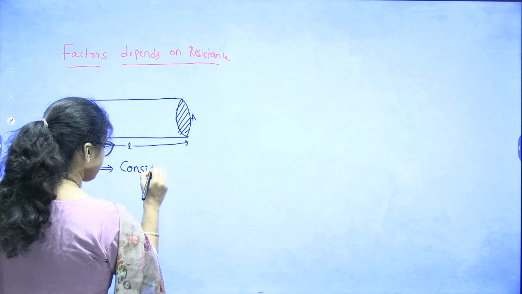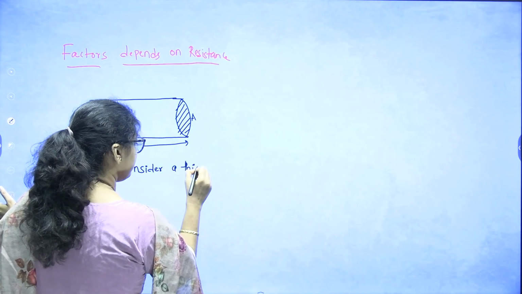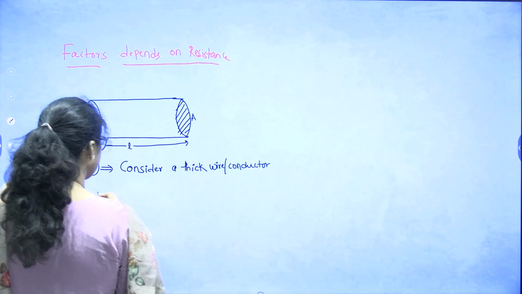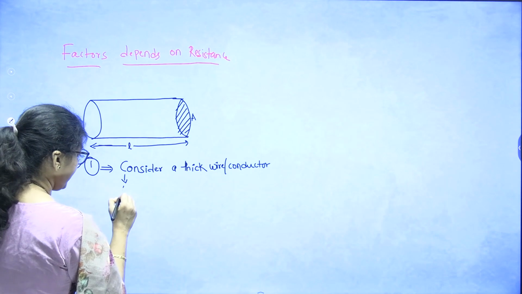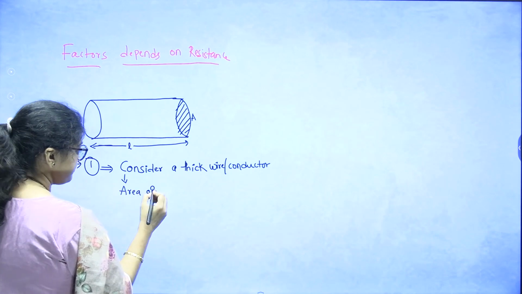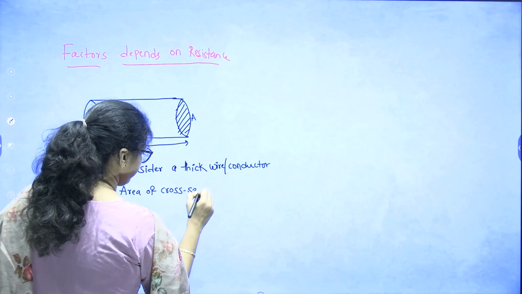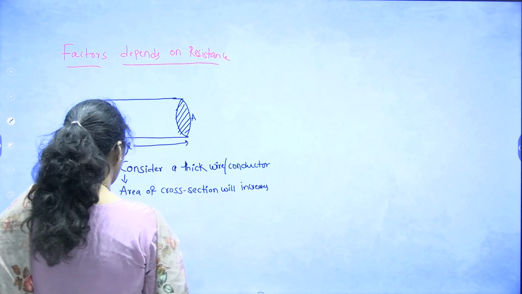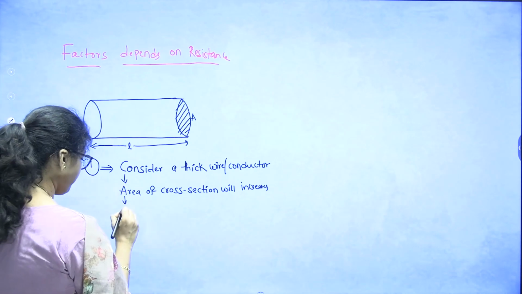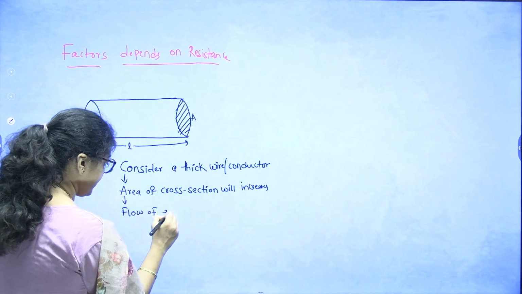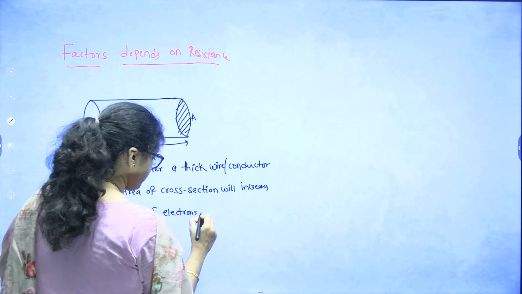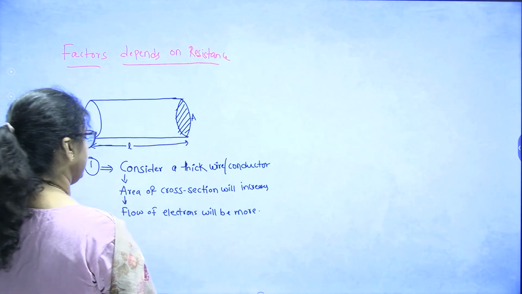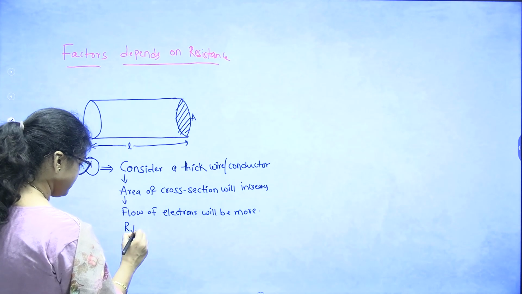consider a thick wire or conductor. Then what happens? Area of cross section will increase. If area of cross section increases, what happens to the flow of electrons? Flow of electrons will be more. So then what happens? Resistance decreases. We'll see that also.